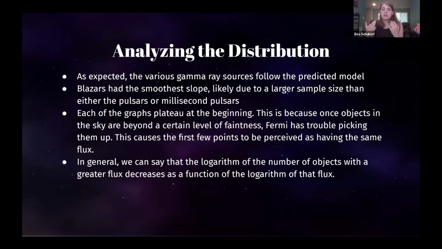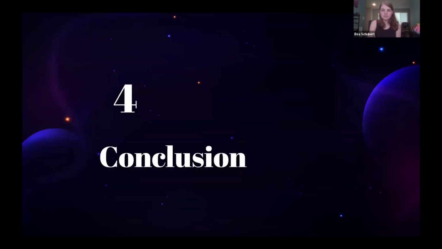And to analyze it, we know that the blazars have the smoothest slope because it had a much larger sample size to choose from, so the line was able to get smoother. It was a sample size of 400 compared to 4,000 compared to things in the high hundreds. And also, each graph plateaus at the beginning. This is because at a certain level of faintness, Fermi detects all of the objects as the same level of faintness. So the first few points are all the same brightness for Fermi's observations, thus creating the flatness.